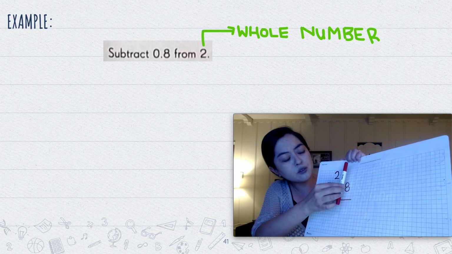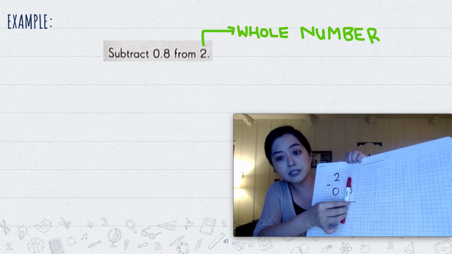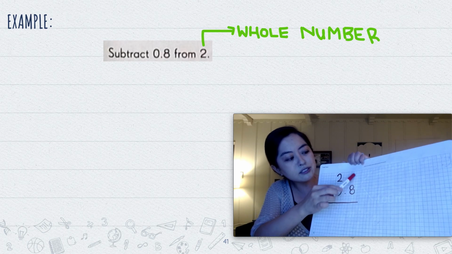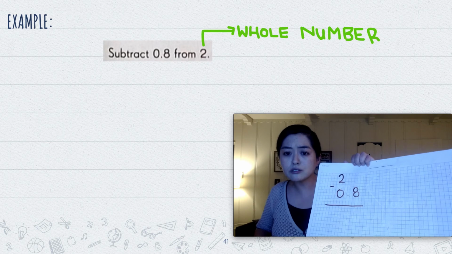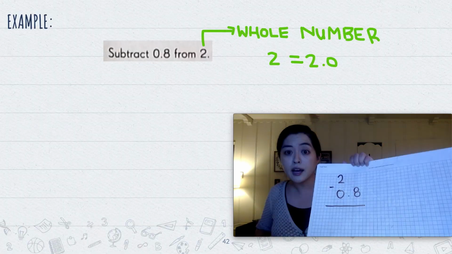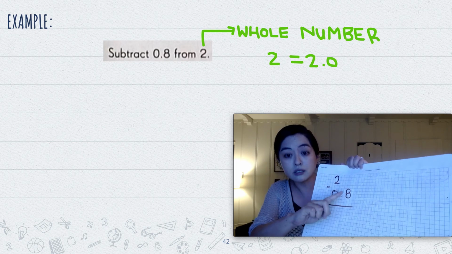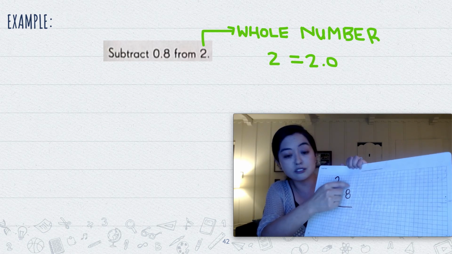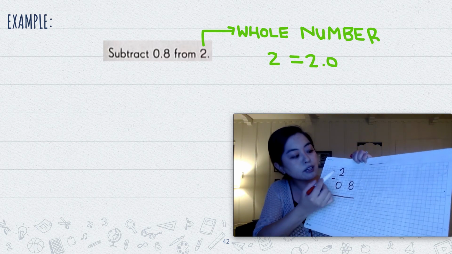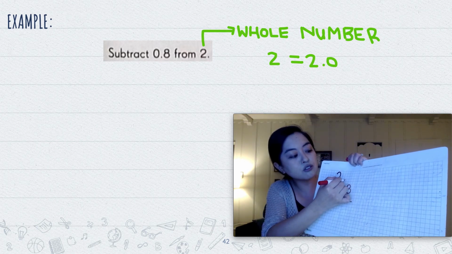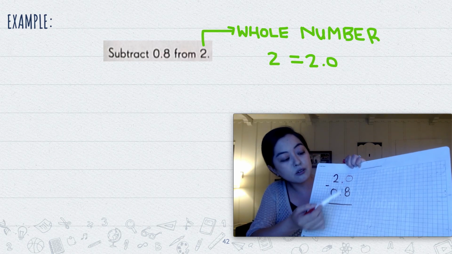Now I have to go from the lowest place value column, right? Which is my tenths here. But wait a minute, there's nothing here. So what are you going to do? You're going to take that whole number and change it into a decimal with 1 decimal place here, okay? Because that's what you need. So you know that 2 is the same thing as saying 2.0, okay? So now let's subtract.